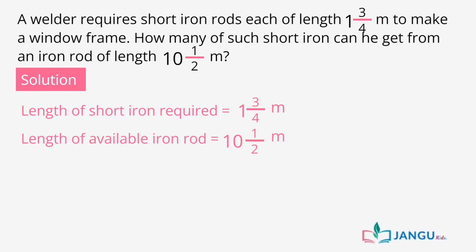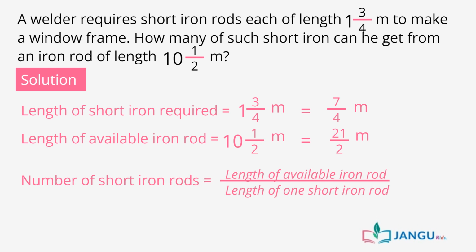First of all, we need to convert these mixed fractions to improper fractions. 1 whole number 3 over 4 meters is equivalent to 7 over 4 meters, whilst 10 whole number 1 over 2 meters is equivalent to 21 over 2 meters. To get the number of short iron rods, we divide the length of the available iron rod by the length of one short iron rod.